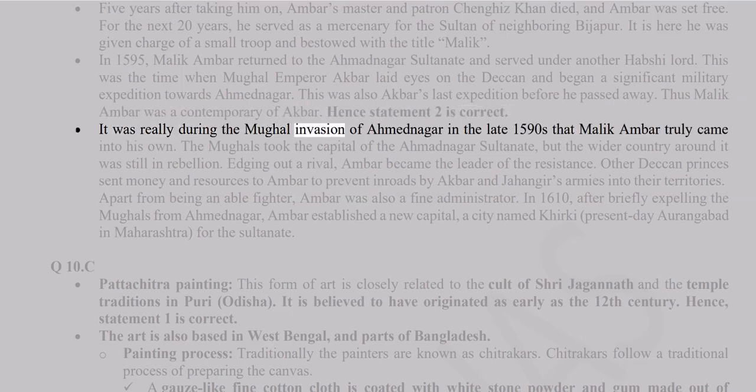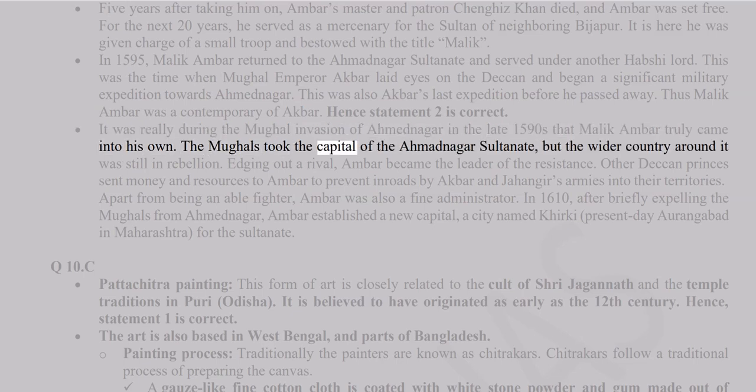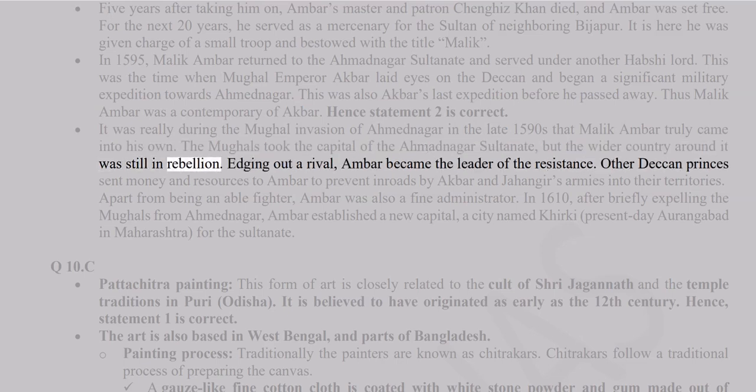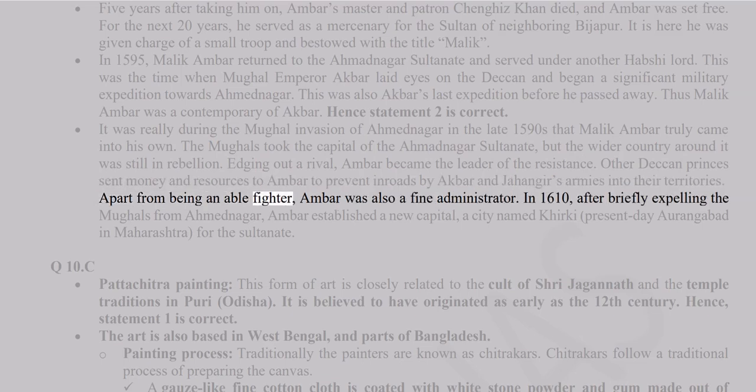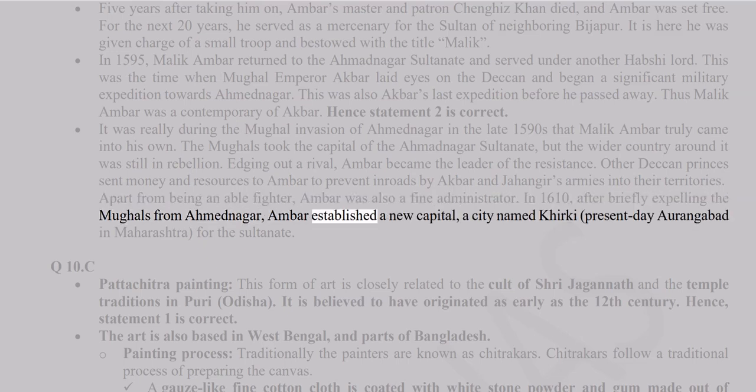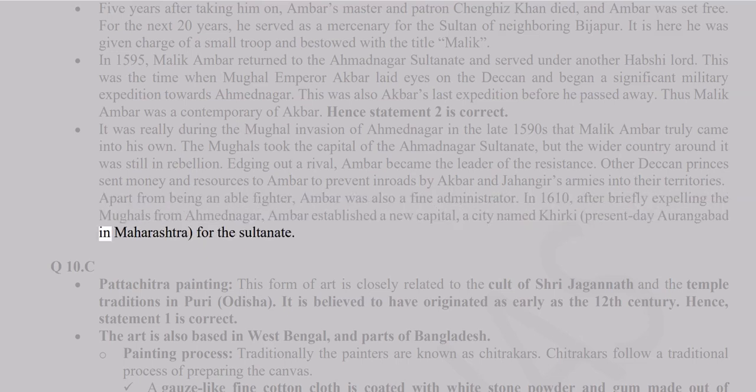It was really during the Mughal invasion of Ahmednagar in the late 1590s that Malik Umbar truly came into his own. The Mughals took the capital of the Ahmadnagar Sultanate, but the wider country around it was still in rebellion. Edging out a rival, Umbar became the leader of the resistance. Other Deccan princes sent money and resources to Umbar to prevent inroads by Akbar and Jahangir's armies into their territories. Apart from being an able fighter, Umbar was also a fine administrator. In 1610, after briefly expelling the Mughals from Ahmednagar, Umbar established a new capital, a city named Kirki, present-day Aurangabad in Maharashtra, for the Sultanate.